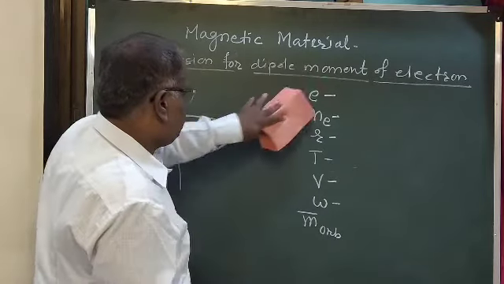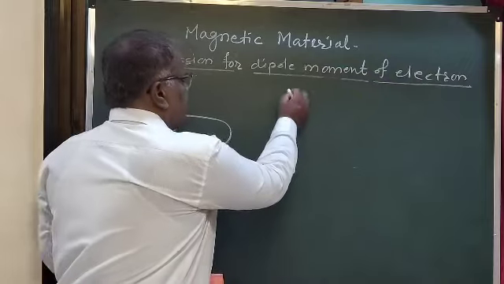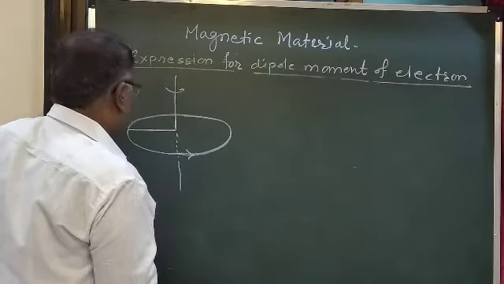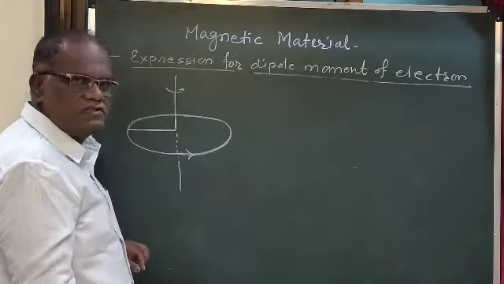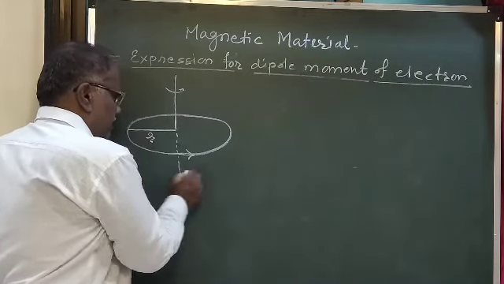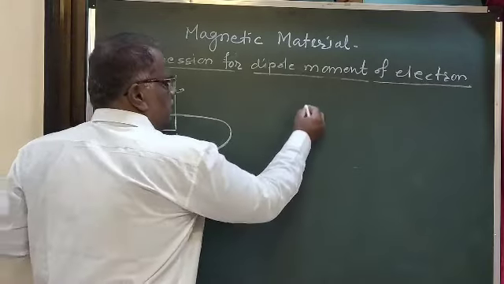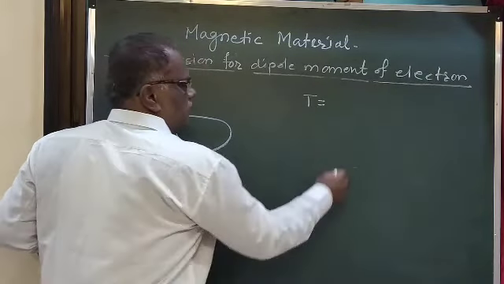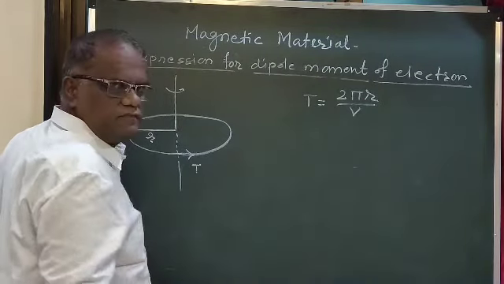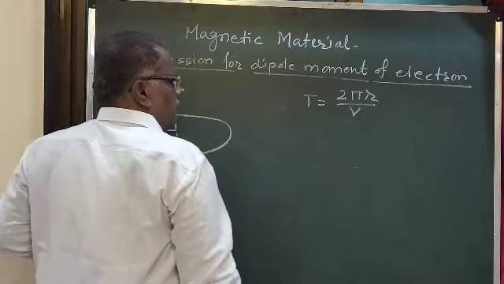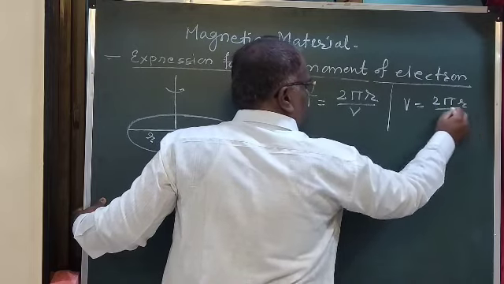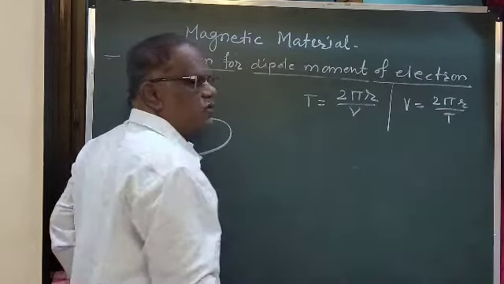Let I is electron current. Now we know that electron revolves in circular orbit, hence this is the r, the time period. The time period T is equal to 2 pi r upon v, or v is equal to 2 pi r upon T, circumference upon T, time period.